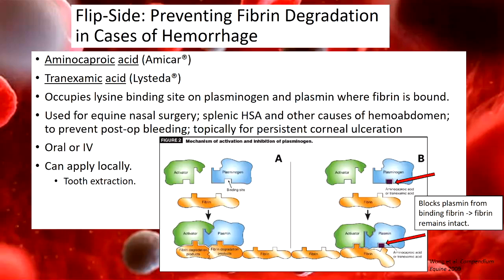And then if you have hemorrhage, and so if you go into surgery, this might be good. Here's some splenic hemangiosarcoma and other reasons. You can have a belly full of blood, post-op bleeding, equine nasal surgery: aminocaproic acid and tranexamic acid. Basically what they do is they go in there and block plasminogen, and so fibrin isn't broken down.